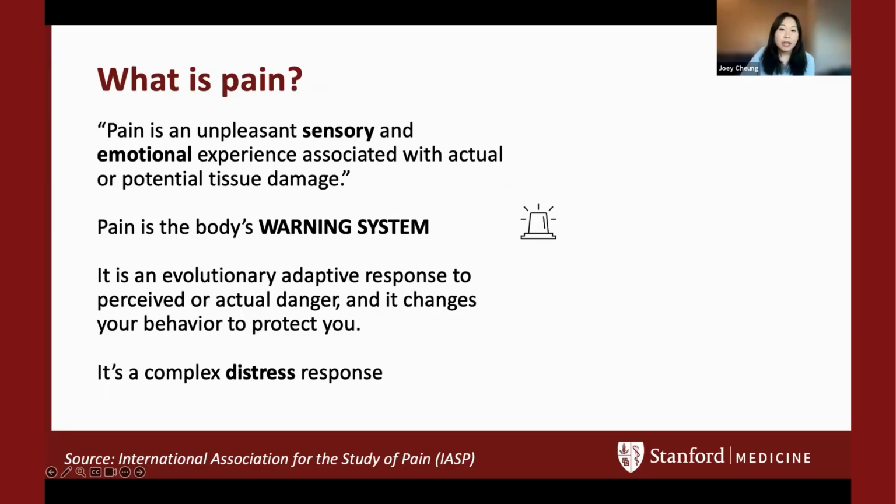What is pain? Pain is an unpleasant sensory and emotional experience associated with either actual or potential tissue damage. In other words, pain is really your body's warning system and is developed as an evolutionary adaptive response to potential danger so that you can change your behavior in order to protect yourself from that danger. However, the idea of pain can also be reflective of what is a complex distress response that encompasses both a combination of physical and emotional distress.